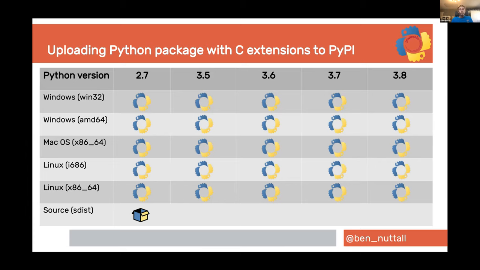If you support 2.7, 3.5, 3.6, 3.7, 3.8, for instance, and you want to support Windows 32, 64, Mac, Linux 32, 64, that adds up to 25 wheels plus your source distribution. So there's a lot of things you've got to create and then publish to PyPI so people can use it cross-platform.